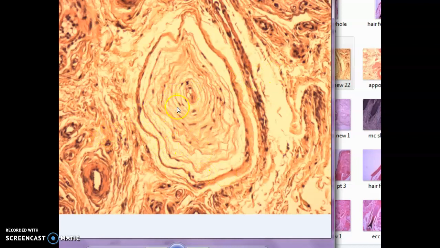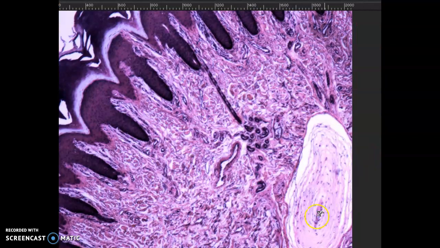So, this is the lamellated corpuscle. It is wrapped in layers and layers and layers and layers of these cells. And it detects a crude touch. And it tends to be very deep, almost in the dermis. I mean hypodermis. So just to get an idea of the size, here's the lamellar corpuscle.